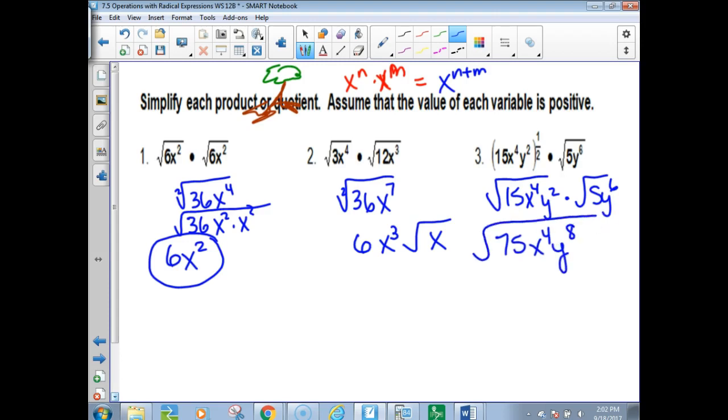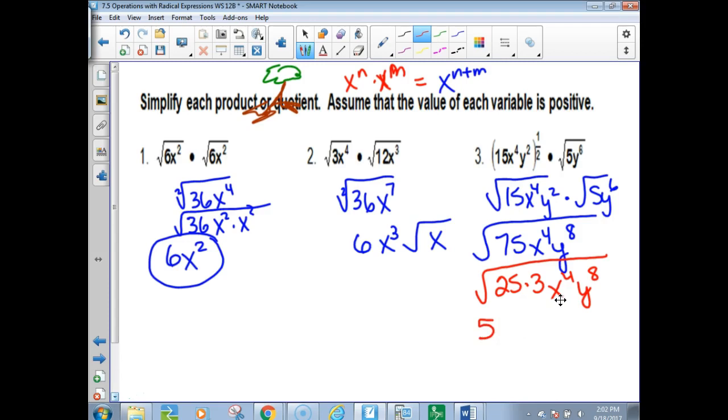And now I'm going to break apart the 75 into a perfect square times a non-perfect square. What would be the perfect square number that divides into 75? Okay, so 25 times 3. I got x to the 4th, y to the 8th. Okay, and then we would do 5.